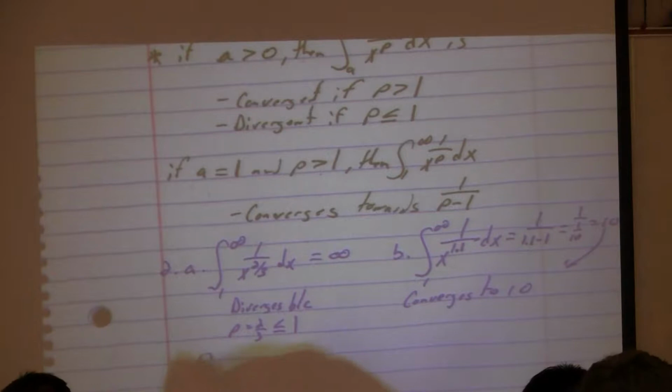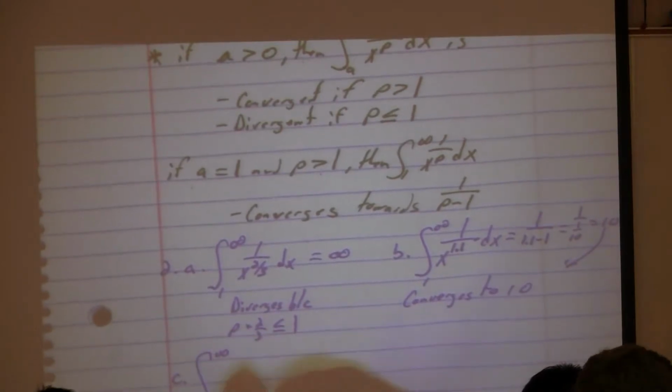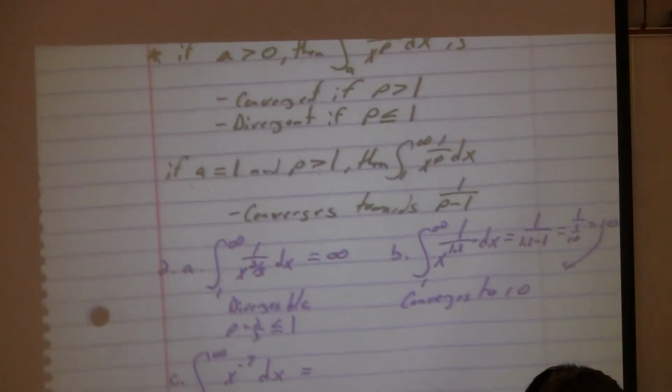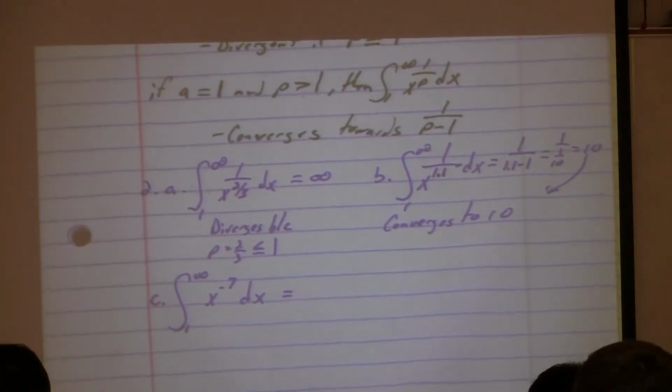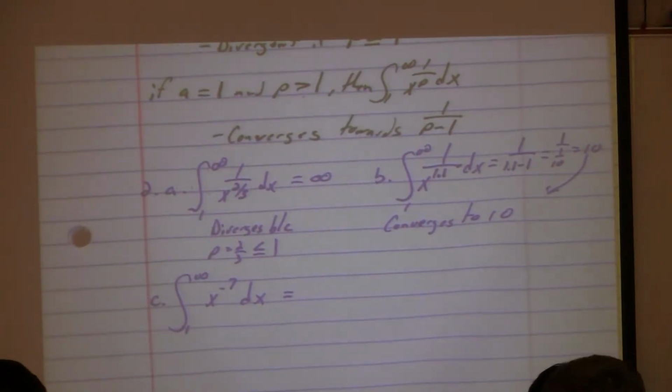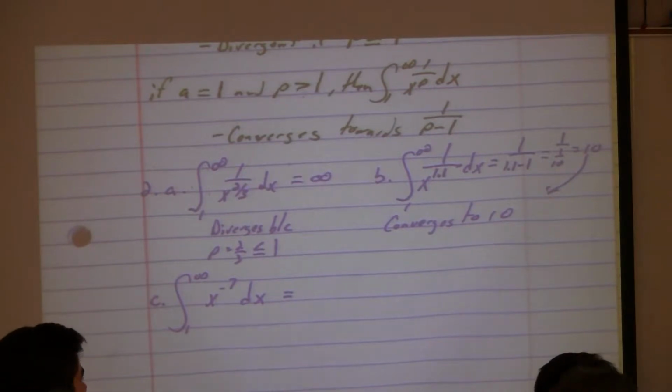How about this one? The integral from 1 to infinity of x to the negative 7 dx. Converge or diverge? Quick! Come on, hurry! Converge or diverge? Converge. Why does it converge? It's 1 over x to the 7. They pulled a fast one on you.